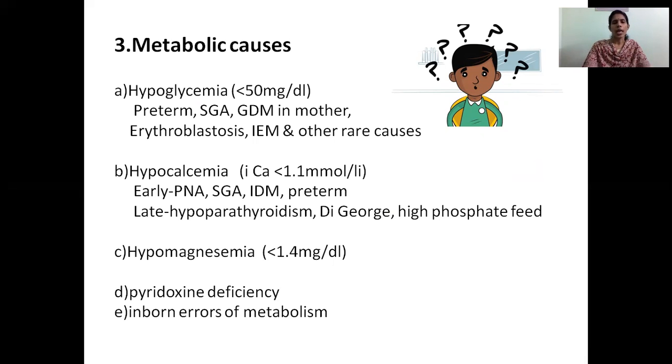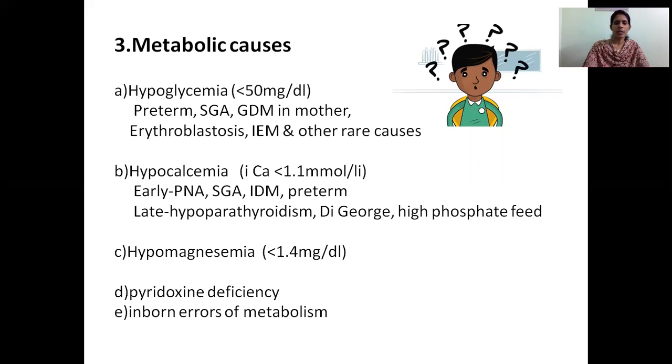Third condition is hypomagnesemia. This is when serum magnesium is less than 1.4 milligram per deciliter. Here, one important thing all nurses should remember. If a baby has hypomagnesemia, that will affect the parathyroid gland, and the hypocalcemia also will be there, and that hypocalcemia will not get corrected unless we treat this magnesium deficiency. So in refractory hypocalcemia, always think of magnesium deficiency, give magnesium, then only calcium will get corrected.